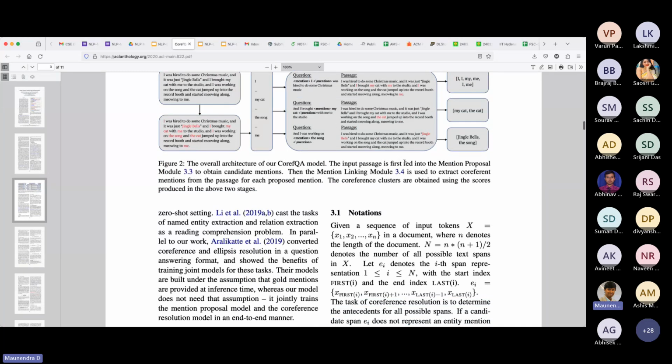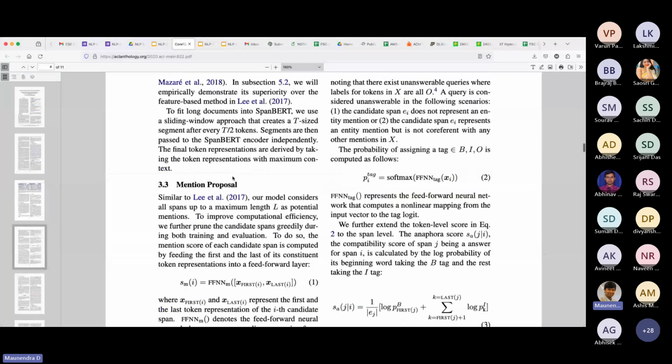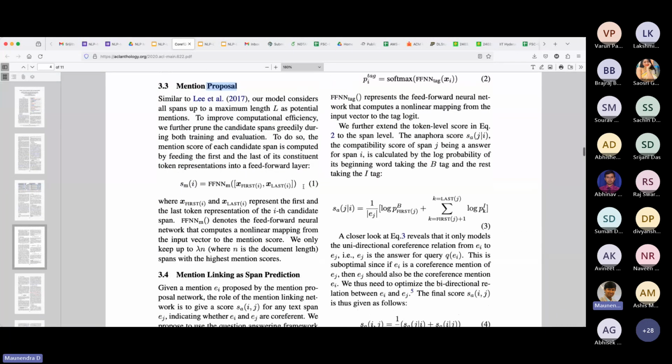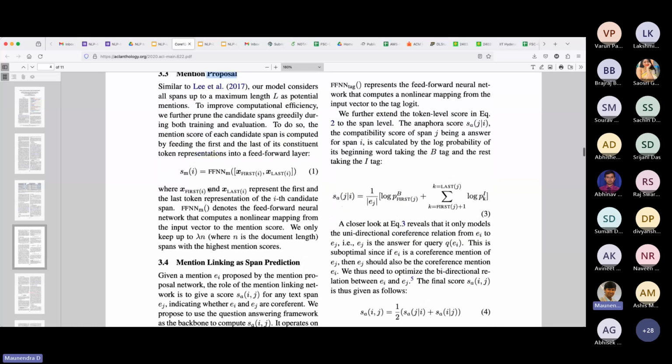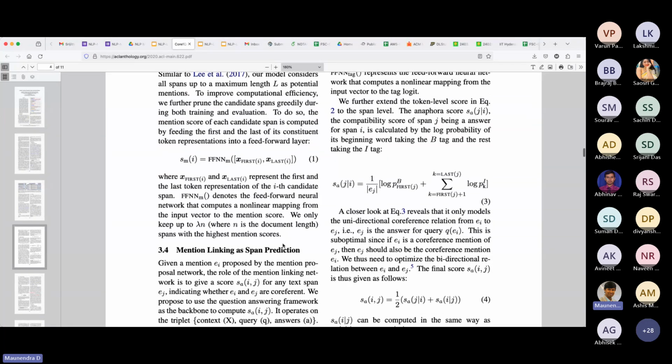Overall architecture: in the passage, first we have the mention proposal module, section 3.3, to obtain candidate mentions, where we represent the first and last token of each span. We only keep up to lambda n spans with the highest mention scores. So this algorithm produces a list of spans which can be considered as mentions.